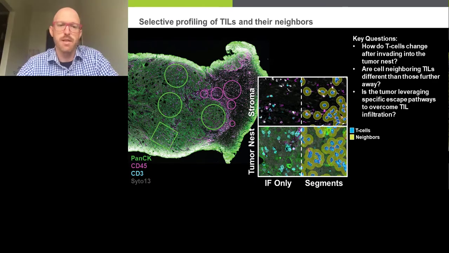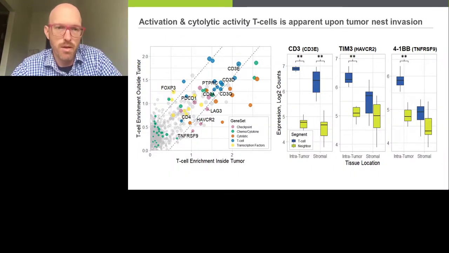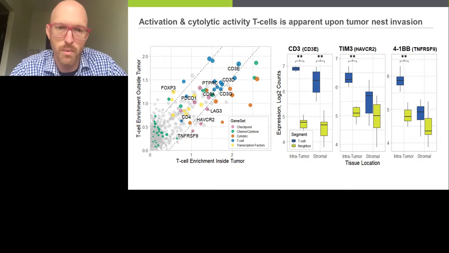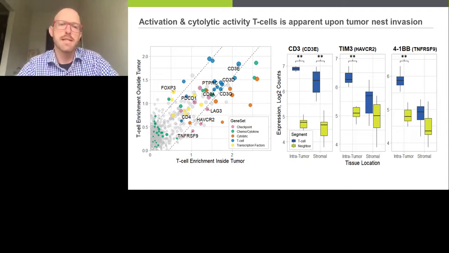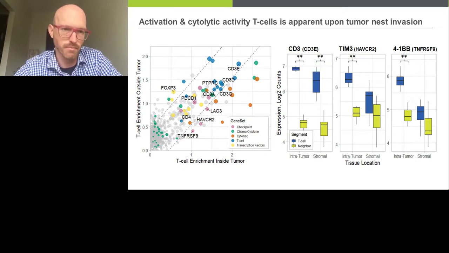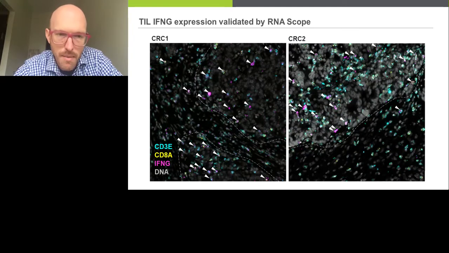And so we can see things, obviously, just as a control, CD3 is highly expressed in T cells, and lowly expressed in the neighbor compartment. But then you have things like TIM3, which is upregulated in T cells within the tumor, but not so much in the stromal environment when a T cell is in the stromal environment. Same with 41BB. So you kind of pick apart the different T cell profiles for those that are inside the tumor versus outside of the tumor. And this is just some follow-up experiments that we did with interferon gamma in RNAscope to show that inflamed phenotype.